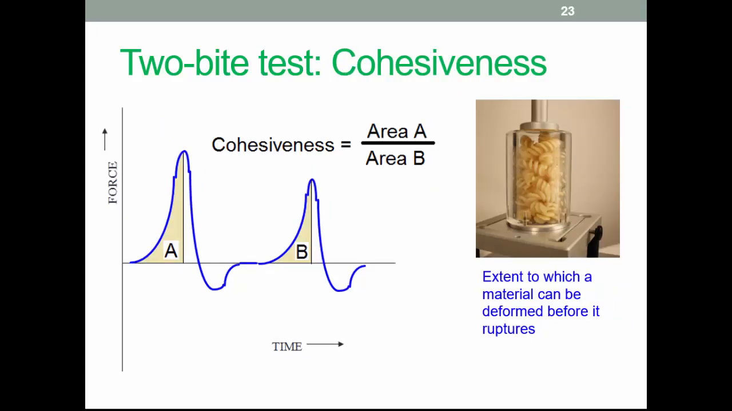So cohesiveness is the extent to which a material can be deformed before it ruptures. An example there using pasta, cooked pasta it has to be said, rather than dry pasta which would just fracture. Again, the system performs this calculation based on the ratio of the two areas shown to the curve here. So the machine does the calculations for us.